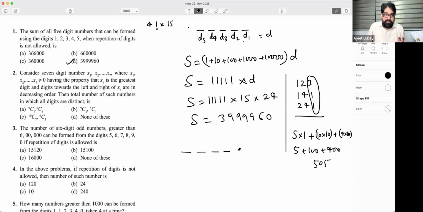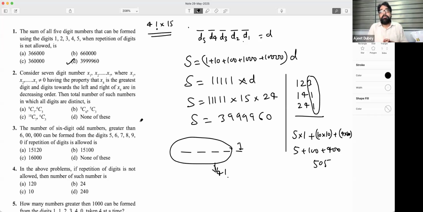If I'm forming a 5-digit number, to this place 1 comes how many times? How to calculate? These places can be filled in 4 factorial ways. So 1 will come 4 factorial times, 2 will also come 4 factorial times, 3 will also come 4 factorial times. That means the sum of the unit place will be this much.